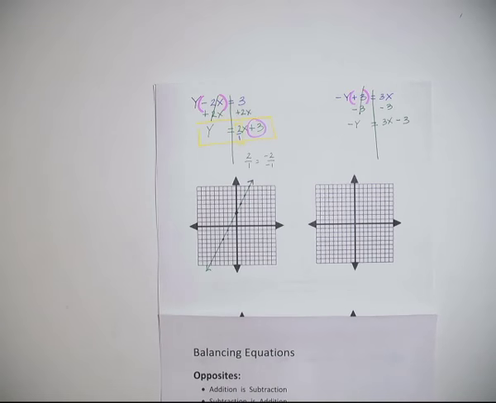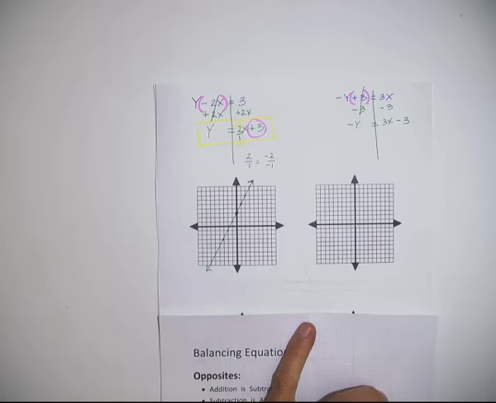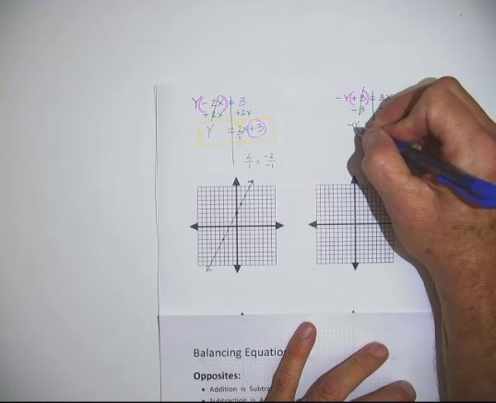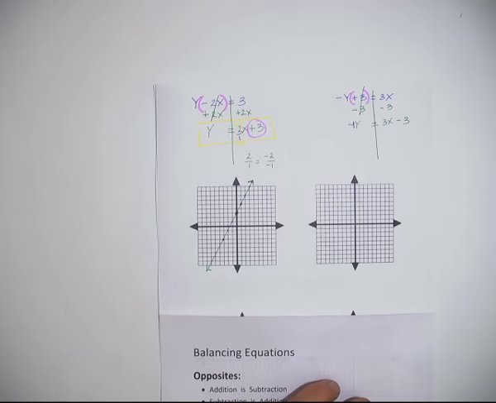Kind of looks like we're in slope-intercept form, but we're not. We have a negative y there. We have to remember that negative y is negative 1y.